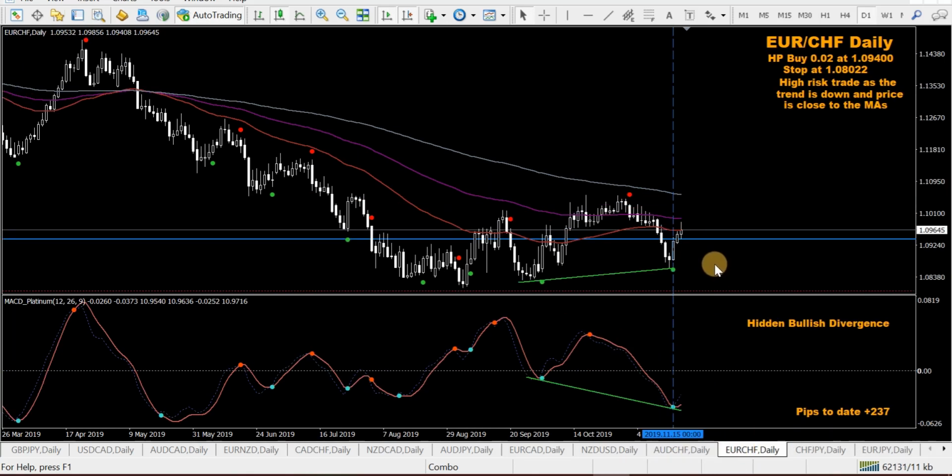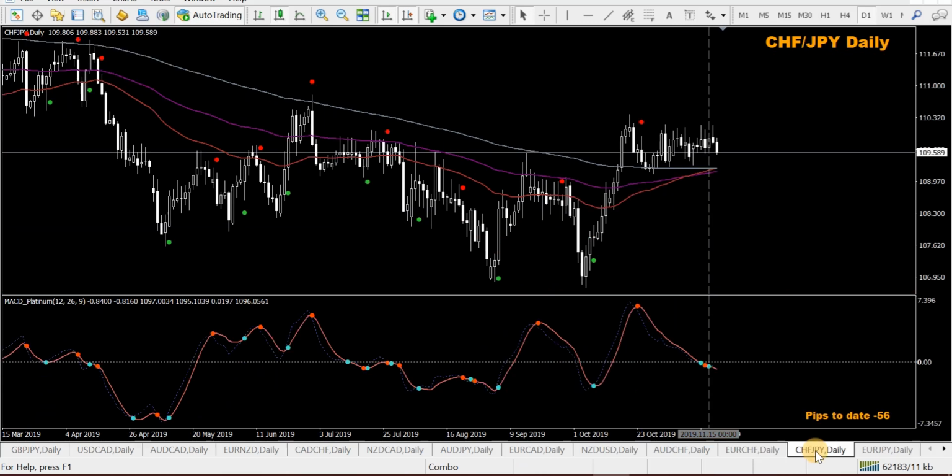Euro Swiss took a buy. It was a high risk one, but I like the hidden bullish divergence. There's a stop in place down here, as you can see. The reason it's high risk going into this, the MAs are down, and the price was pretty well close to the MAs at the time. But I like the look of this divergence, so I thought I'll take it, and the MACD's a fair way below the zero level, so I'll try and get a few pips out of it. So far we're in the black, we're just above the entry price, but it's starting to drop away a bit at the moment, but not too bad.